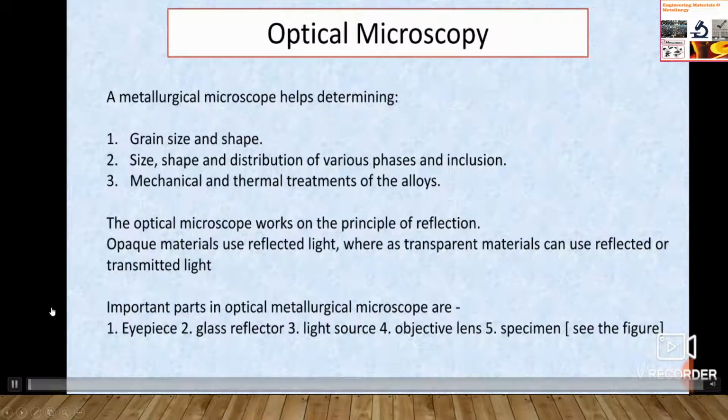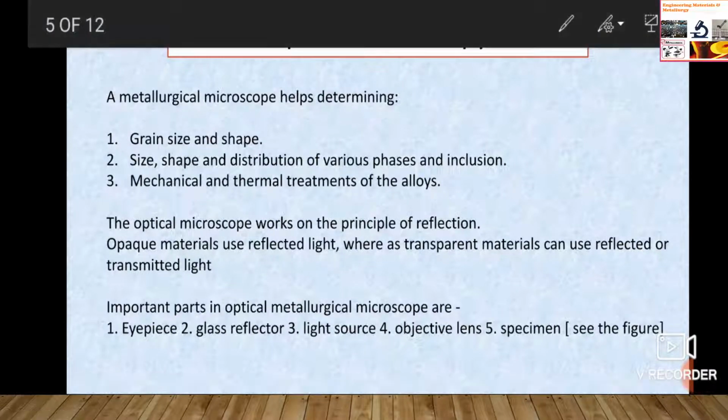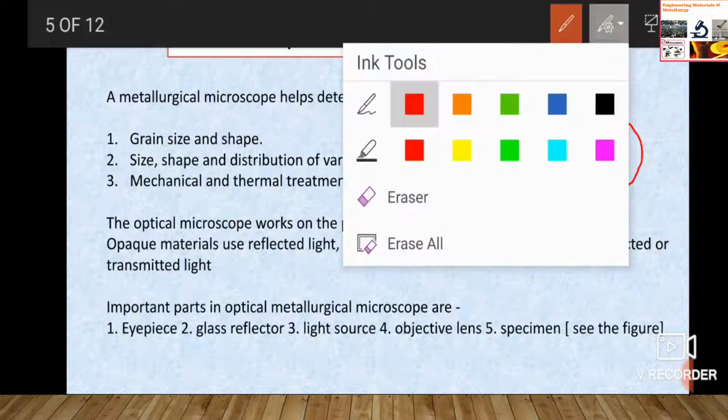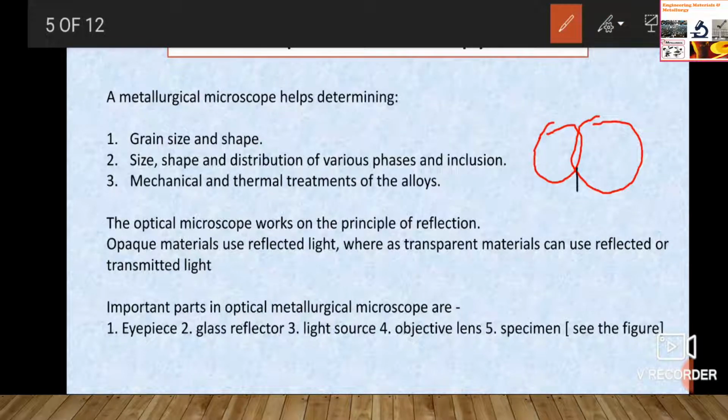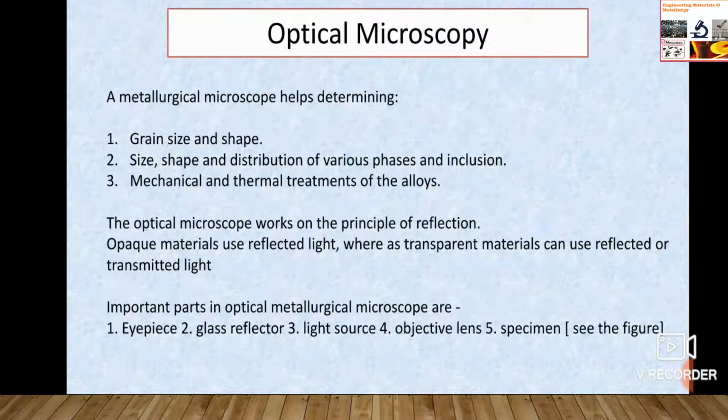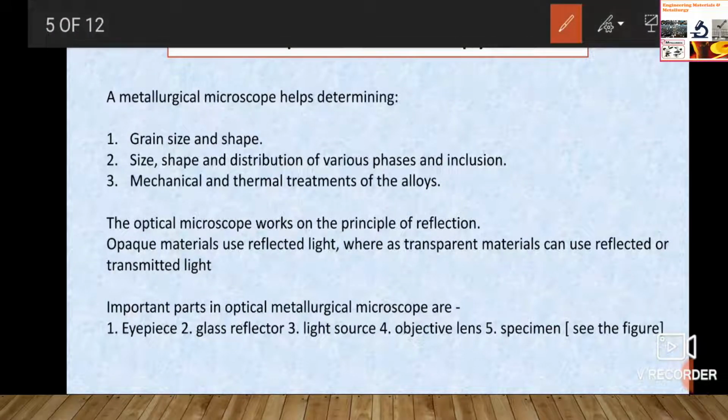So, optical microscopy. It is a metallurgical microscope which helps in determining the grain size and shape. So, suppose this is one grain, this is another grain. So from this optical microscopy we can easily understand the size of this grain. Also the size, shape, distribution of various phases and the inclusions, the mechanical and thermal treatment of the alloy.